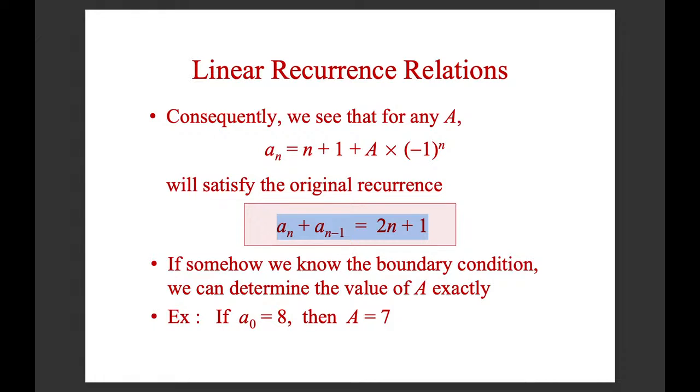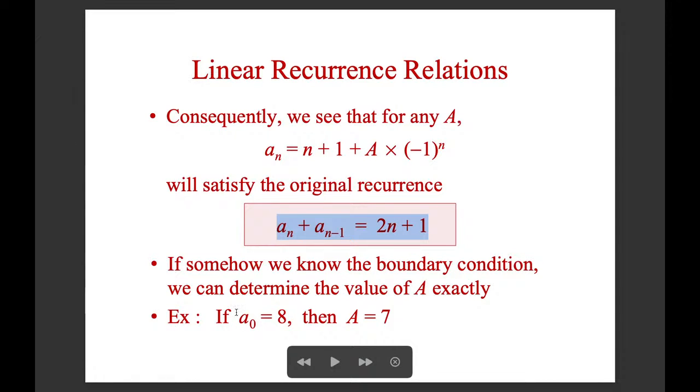If a certain boundary condition is known, for instance, suppose I tell you that a0 is equal to 7, we can plug in n equal to 0 here and solve for a. So when a0 is equal to 7, the corresponding relationship will be n plus 1 plus 6 times minus 1 to the power n.